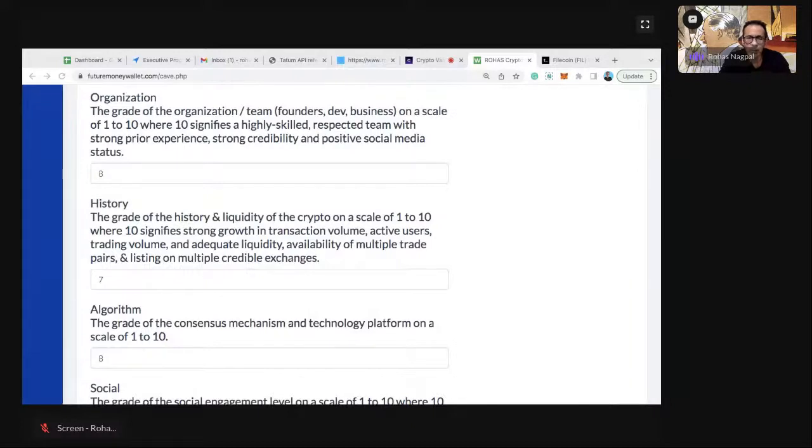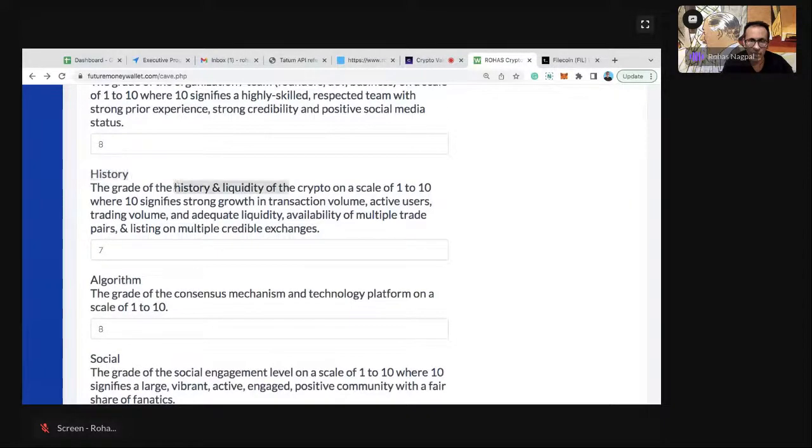Awesome. The next thing that we're going to look at is the history of the project. So here we are grading the history and liquidity. Now, again, on a scale of 1 to 10, if you're giving 10, what does it mean? That this project has shown strong growth in transaction volume, active users, trading volume, adequate liquidity, availability of multiple trade pairs, and listing on multiple credible exchanges.